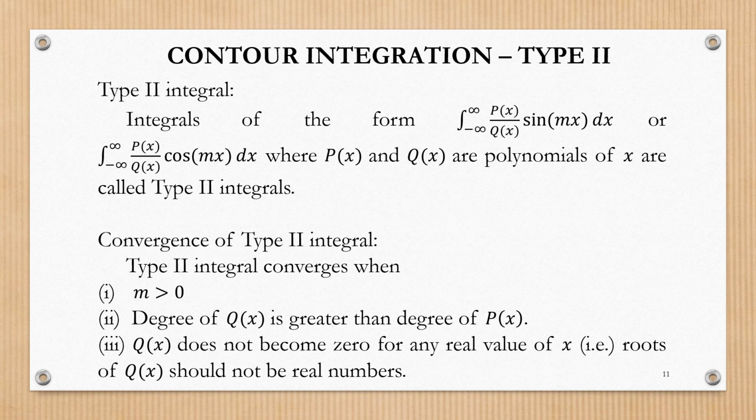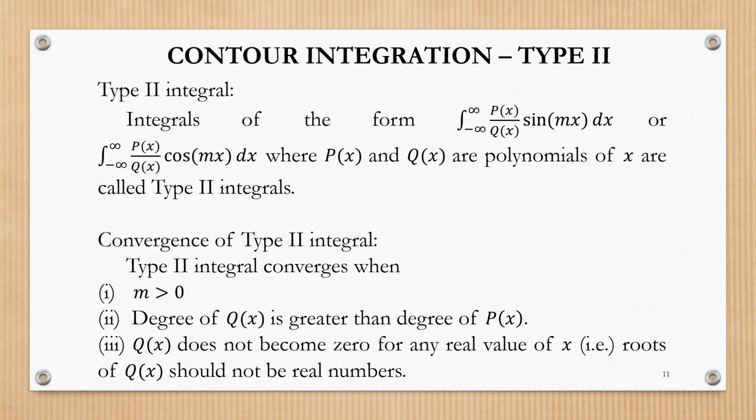Now let us see what is a type 2 contour integral. In type 1, please recall that the integral was integral from minus infinity to infinity of p of x by q of x dx. Here in type 2, other than p of x by q of x in the integrand, we will also have a sine of mx or a cos of mx. The presence of sine of mx or cos of mx in the integrand makes the problem a type 2 integral. Here again, p of x and q of x need to be polynomials.